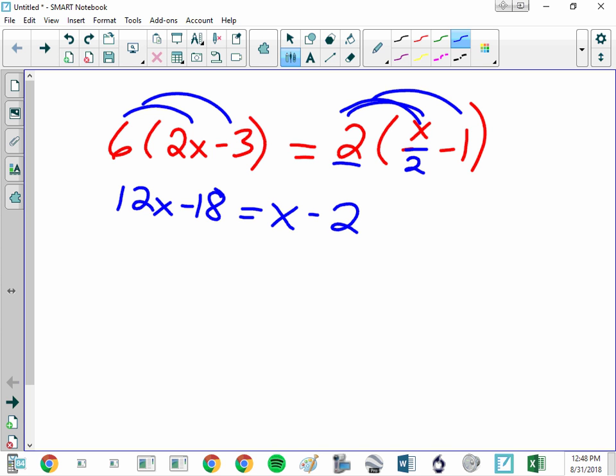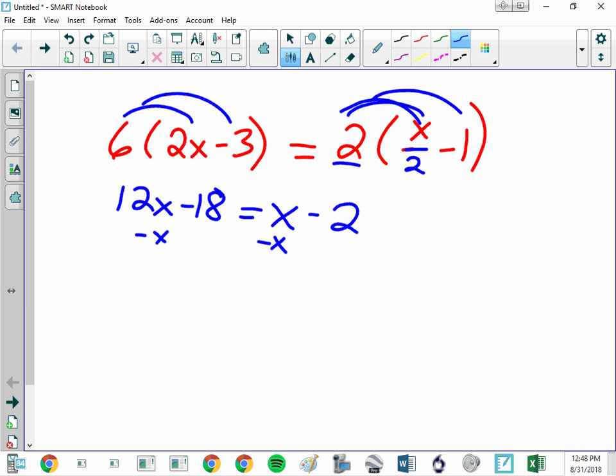Now what do I do? I have like terms, but they're on opposite sides. And the goal here is to get all of the variables on one side and all of the numbers on the other side. So I'm going to subtract x. Could I have moved the 12 to the right? Yeah, why did I choose not to do that? I don't like to deal with negative variables if I can avoid it. Sometimes you can't. But if I move the 12 to the right, then I would do x minus 12, which is negative 11. And I want to avoid negatives on the variables if I can.